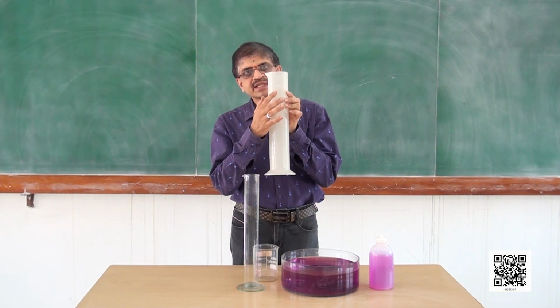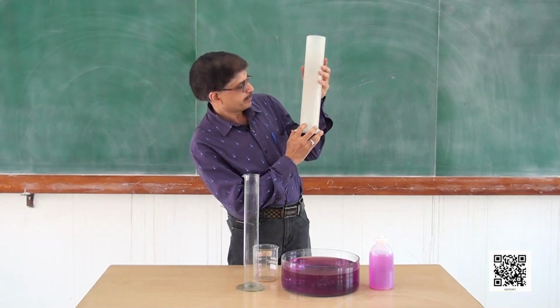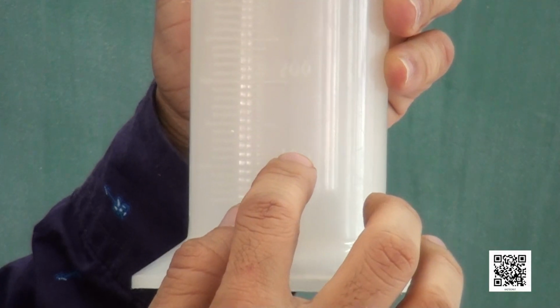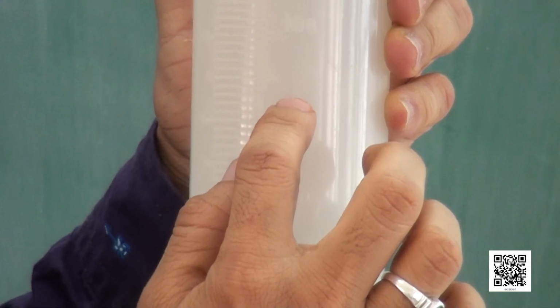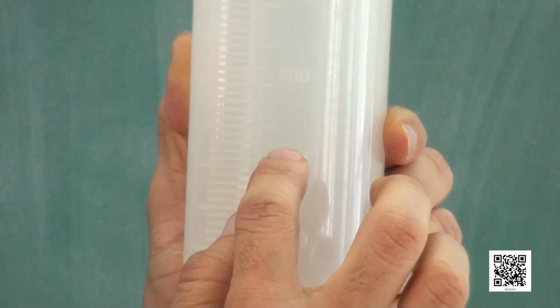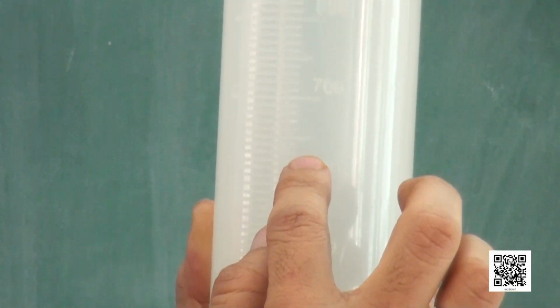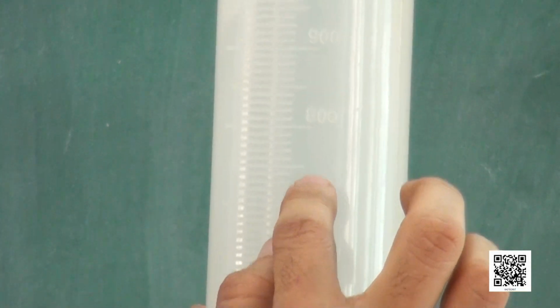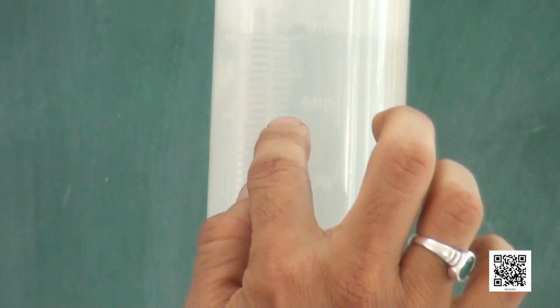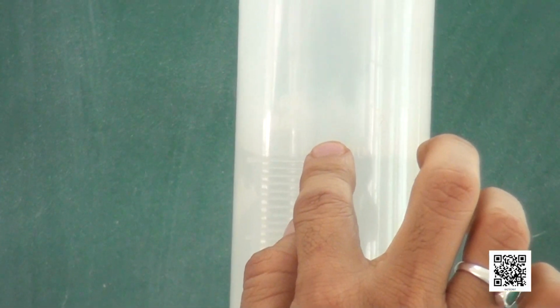We now see the measurement mentioned on this measuring cylinder. Observe carefully. Till here 100 milliliters, till here 200 milliliters, till here 300 milliliters, till here 400 milliliters, till here 500 milliliters, till here 600 milliliters, till here 700 milliliters, till here 800 milliliters, till here 900 milliliters, and till here 1000 milliliters.